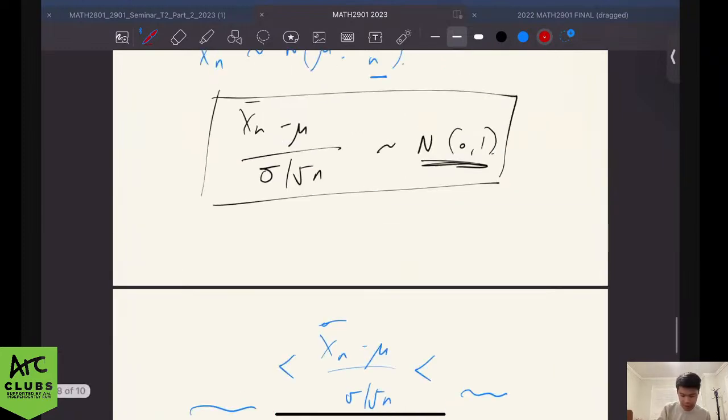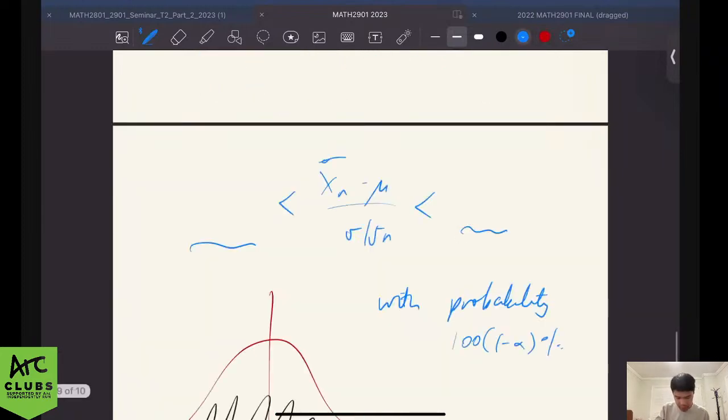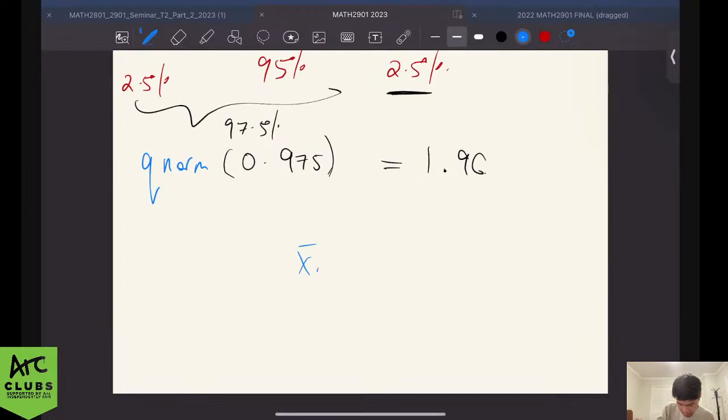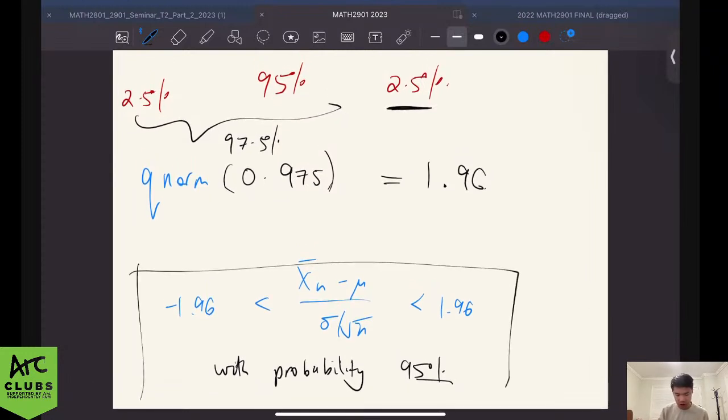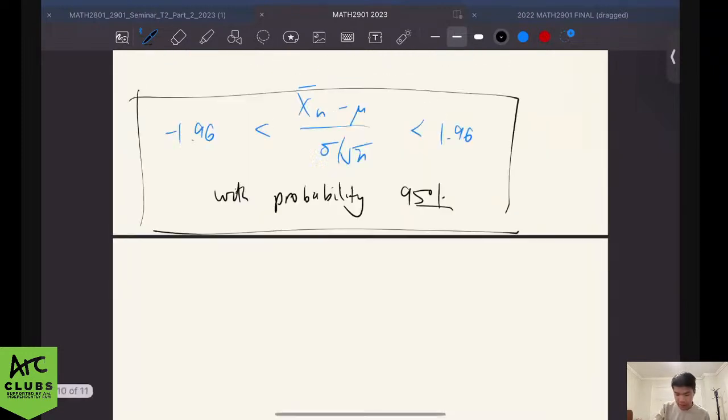So the mean, I'll just write it up again, needs to lie between 1.96 and minus 1.96 with probability, and I'll write this again, 95%. Okay, I should have done the generic version. This is the 95% confidence interval, which is good. But let's do the generic version.